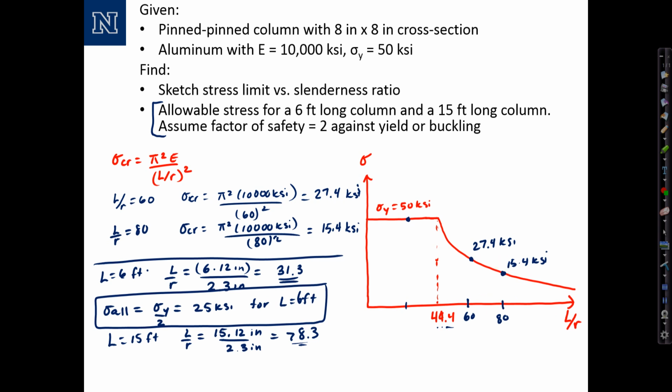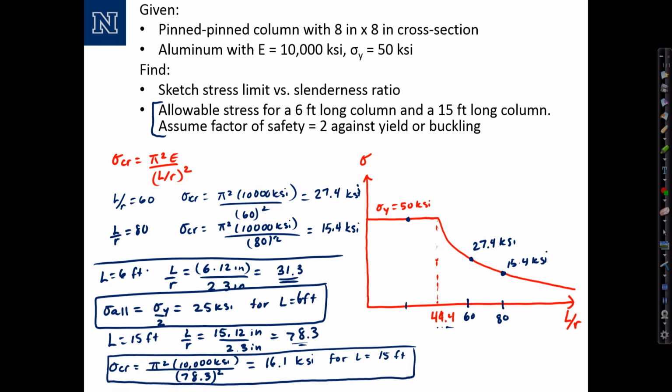and it's going to be a buckling controlled member. So we'll compute sigma crit for that case, pi squared times 10,000 ksi divided by the slenderness ratio, 78.3 squared. And for that one, we get a 16.1 ksi for L equals 15 feet. So that's our answer to the second part.